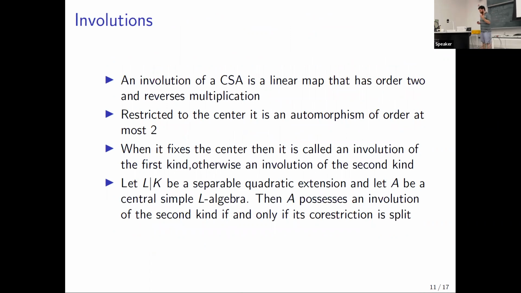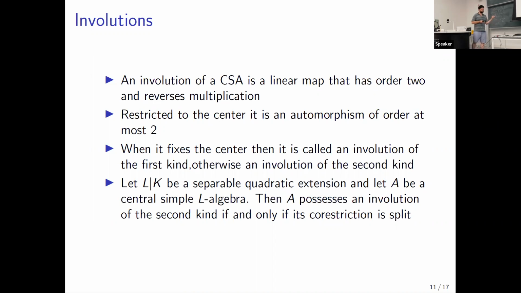So since it's not a subalgebra of A, or it has much bigger dimension, it cannot be directly used for Galois descent. And the way to circumvent that is to use something called involutions. So an involution on a central simple algebra is just a linear map which has order 2. So if you apply it twice, you get back the identity, and it reverses multiplication.